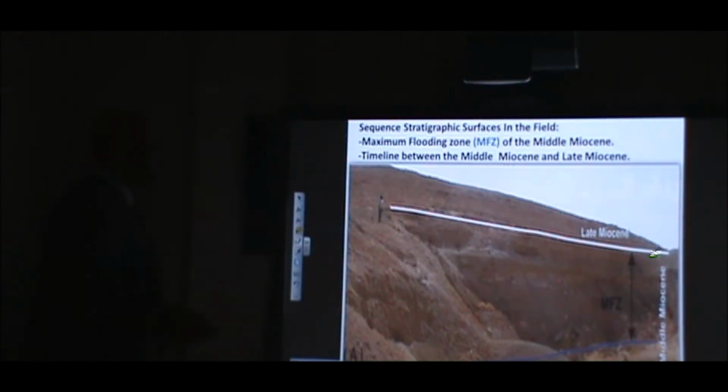This is the timeline between the late Miocene and the middle Miocene, and in this zone, which is mostly shale and sand siliciclastics, it has a carbonate streak here, the whitish color. This is the maximum flooding zone in the study area.